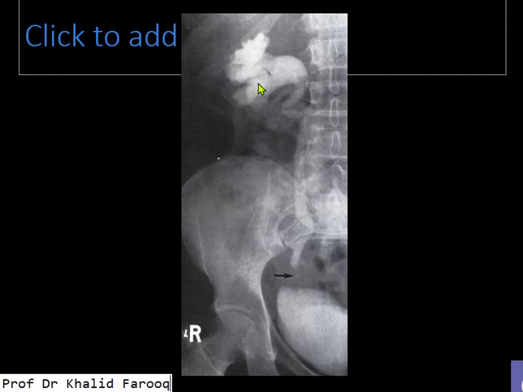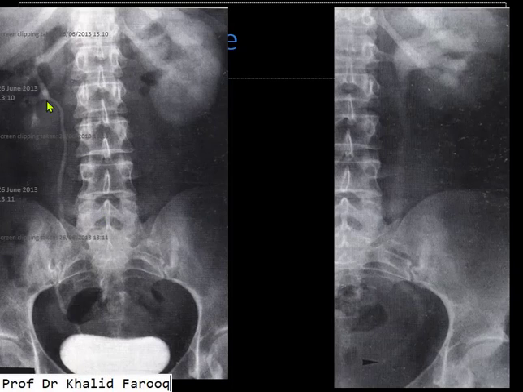We have another example where we can see IVU showing dilated pelvicalyceal system and dilated ureter. There is a filling defect in the right lower ureter just above the vesico-ureteric junction because of a stone, leading to mild hydronephrosis and hydroureter. Another example we can see, a normal nephrogram is noted on the right side, and this is the pelvicalyceal system. Contrast outlines the PCS and right ureter showing normal caliber.